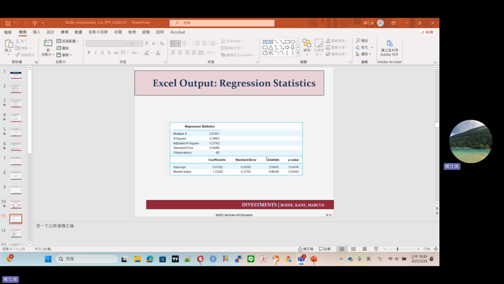But anyway, you still have to run the regression to get the alpha and the beta, etc. So here is the output.